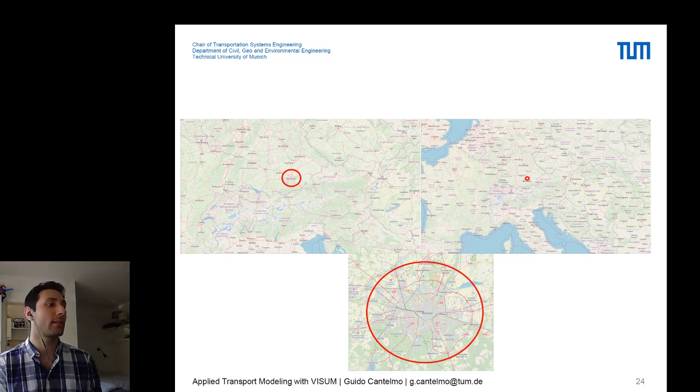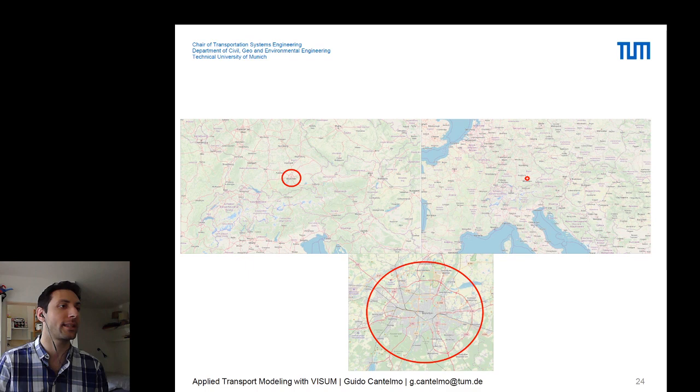So in our case, now we are going to work at the city level. In the case of Munich, for instance, this could be one example of the study area. We don't want to have only, let's say, the inner ring or the city center. We want to have something a little bit larger.